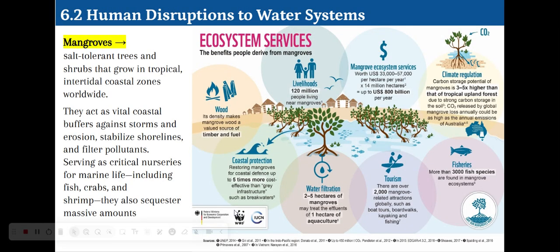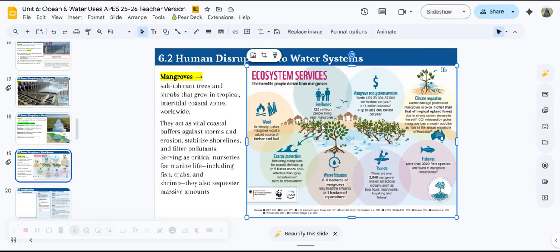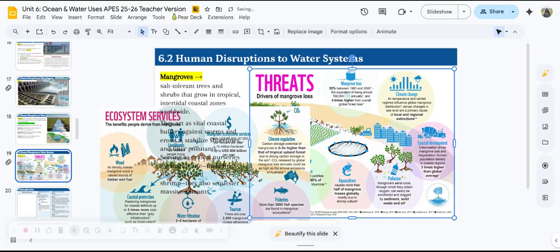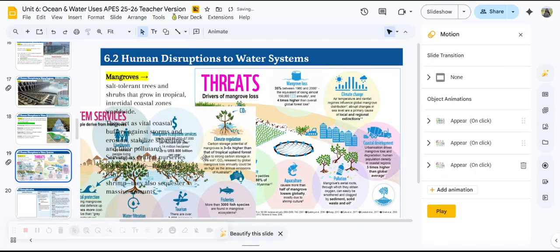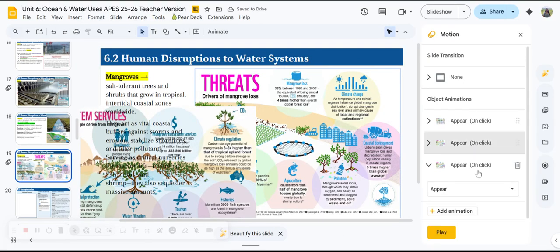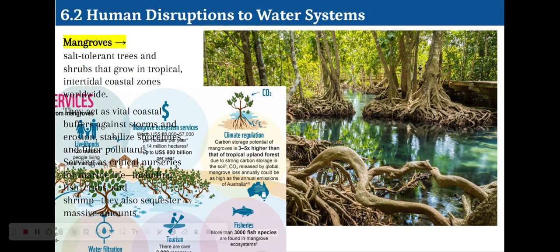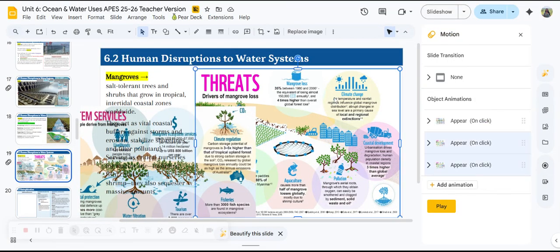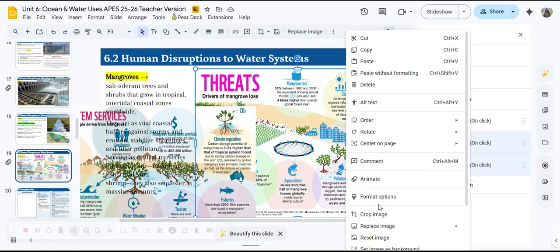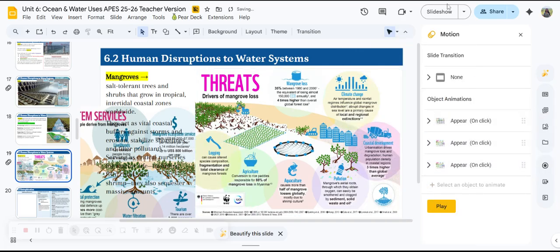Oh wait, where'd it go? Oh no, is it not here? Hold on. Aha. Sorry. I don't know why my slide got all messed up. Insert animation. Okay, let's see if that fixes it. Guys, as I'm becoming old, I'm becoming tech illiterate. Order. Bring to front. Okay.